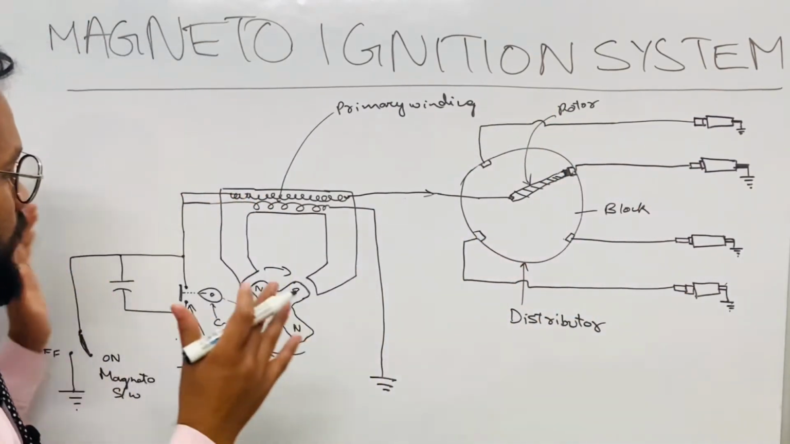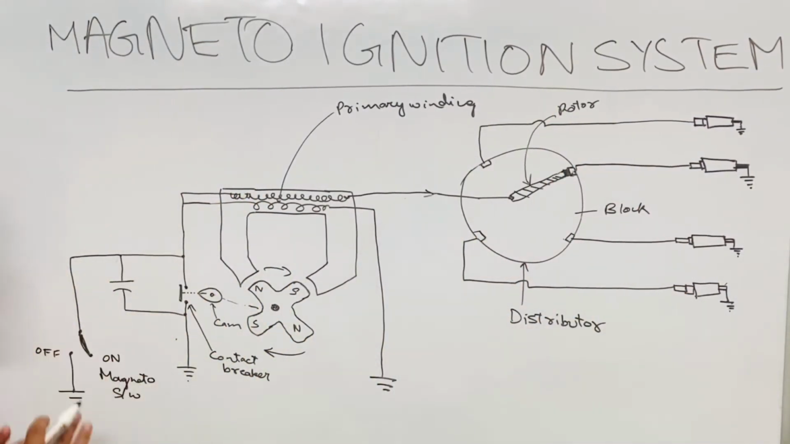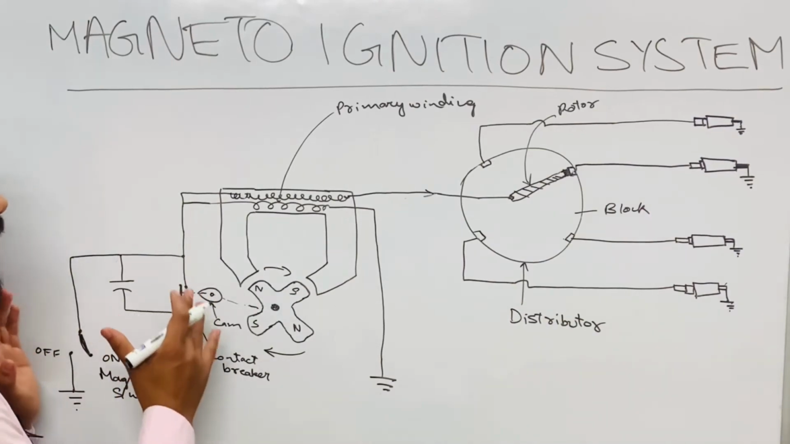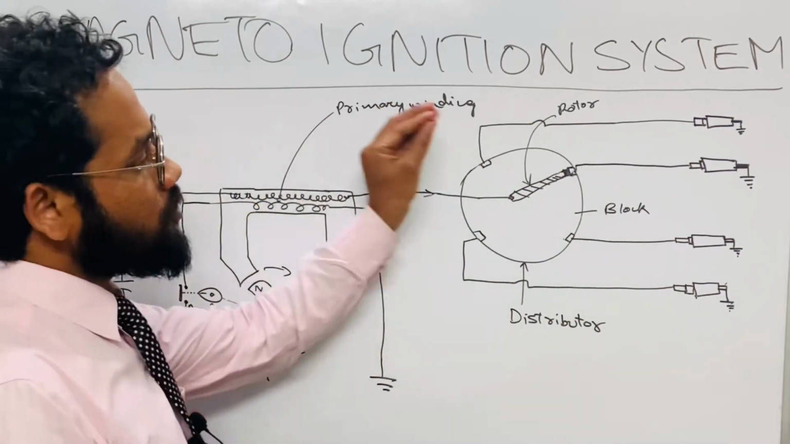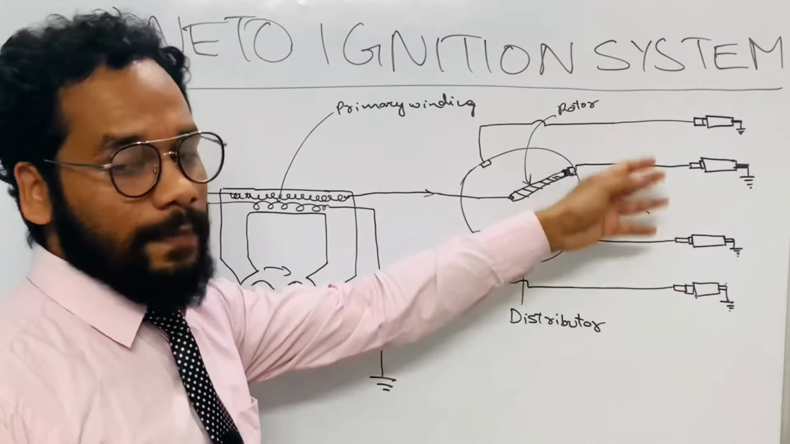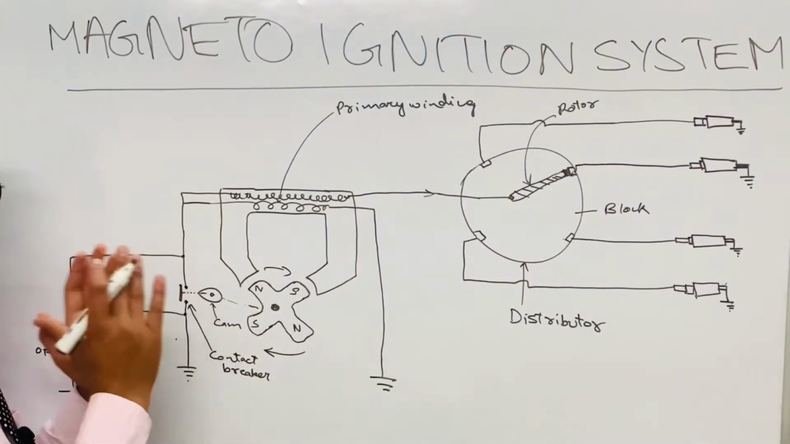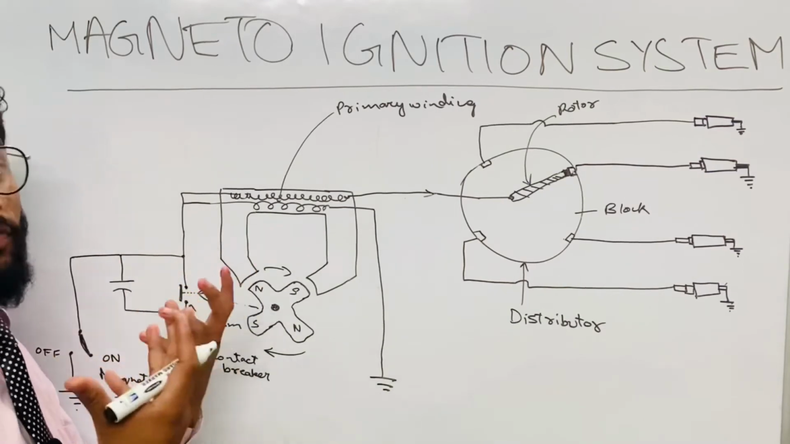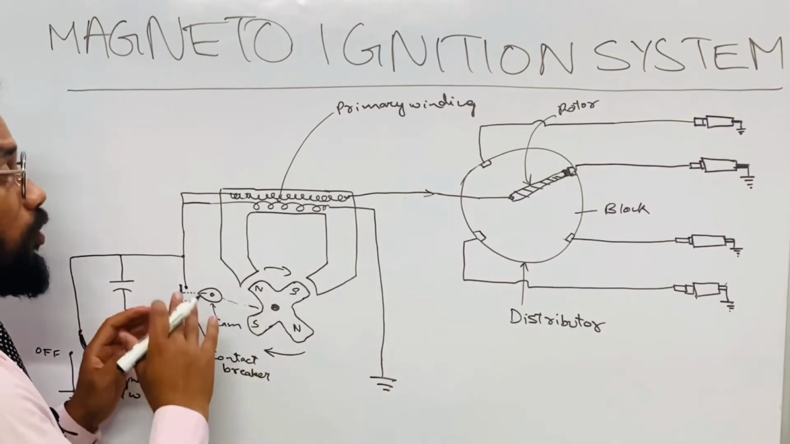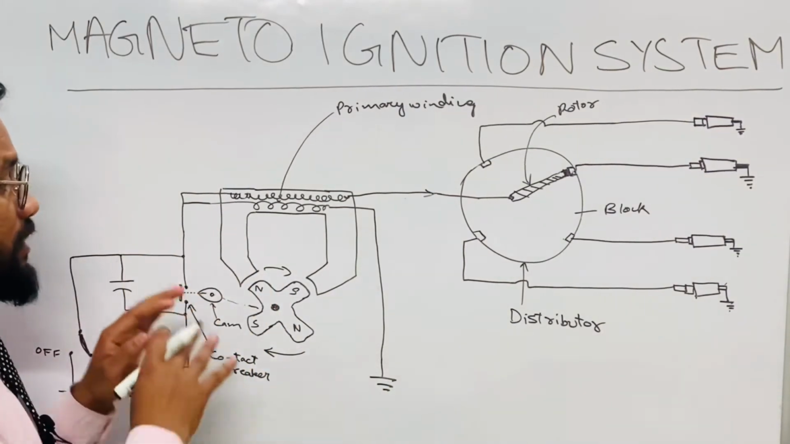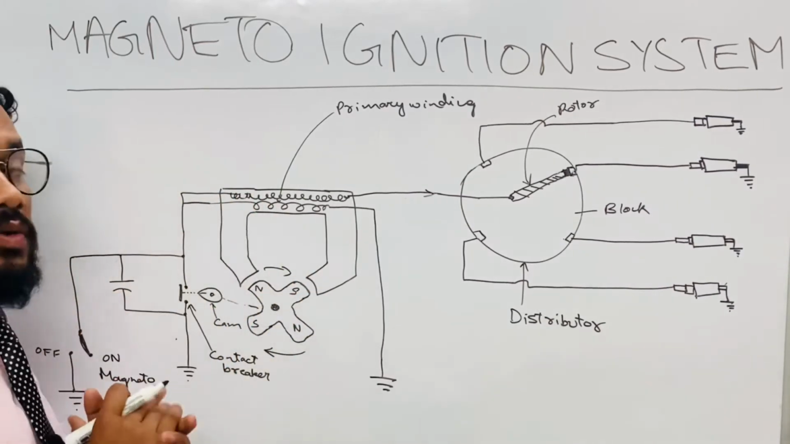Now let's talk about the magneto operation. I mean to say, how does it produce the high voltage spike so that it gives it to the distributor for operation of the spark plugs. Our intention right now is to produce the high voltage spike, or high output voltage, from this magneto. So for producing that high voltage, let us understand the operation of this magneto ignition system.